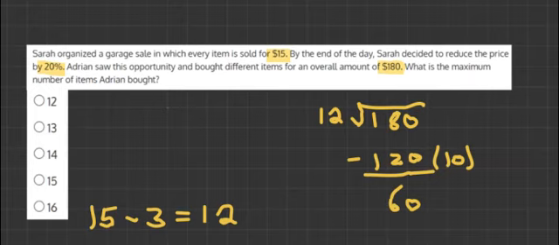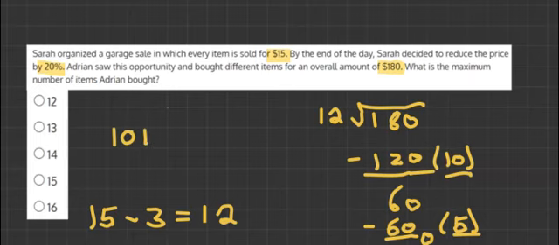And I personally know that 60 is half of 120. So if 12 times 10 is 120, I could do 12 times 5 to get 60. And when I do this, I end up with 0. So I know how many 12s are in 180. We've got a 10 and a 5. And when I add these together, 10 plus 5, I end up with our final answer of 15.